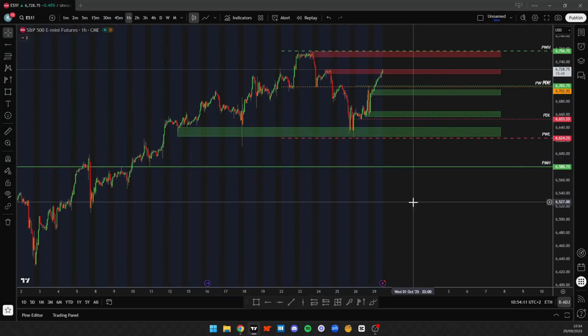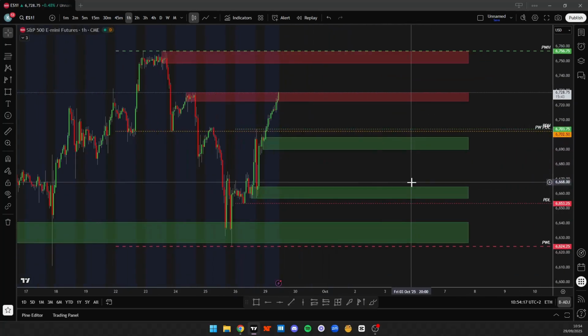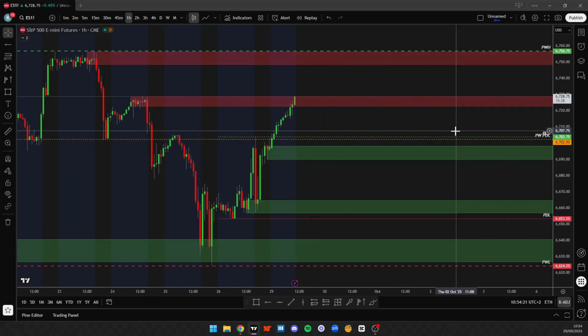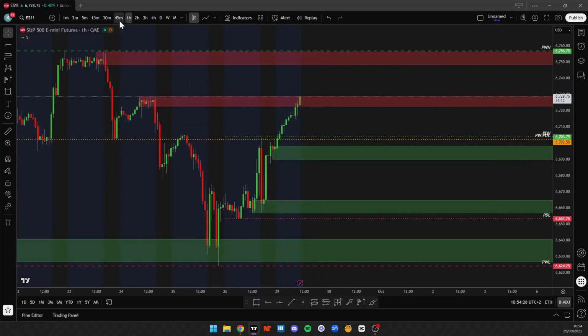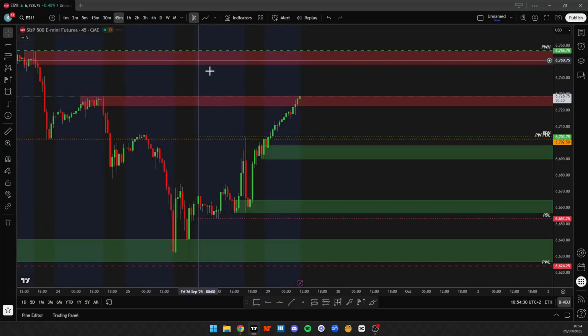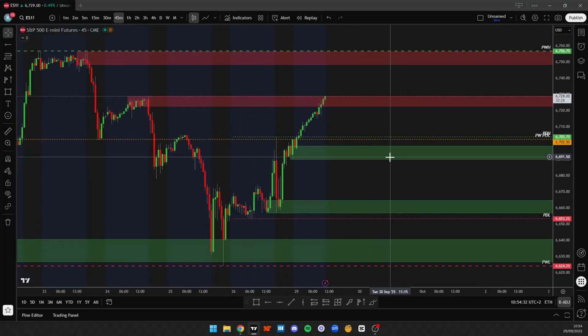So this for me would be a valid support level. As you can see, many times, massive reactions from this price range. Now on the H1, I don't really see any other levels so far to be looking out for or to draw. So I'm going to drop down one time frame to the M45, see if there's anything else.